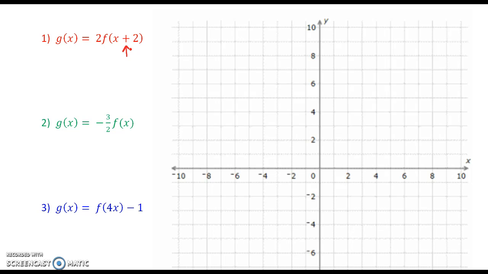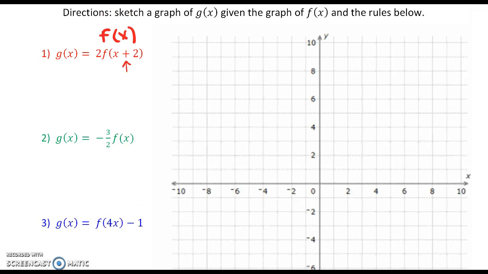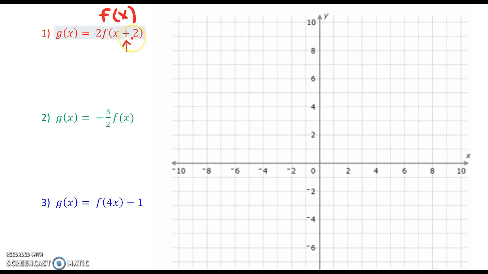Anytime you have a horizontal transformation, meaning it's done to the x, it's going to do the opposite of what you think. So though it's plus 2, you're actually going to subtract 2 from all the x's, which, if you think about what that means, is going to go to the left because I'm making my x's smaller. So this is going to go left 2 units, or you can think about it as subtract 2 from each x.